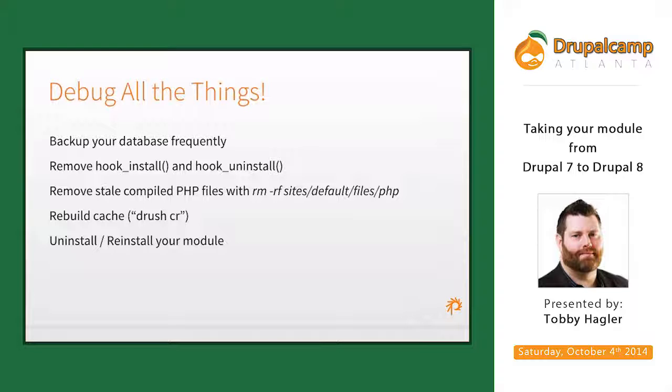Also, remove hook_install and hook_uninstall. Sometimes those are still throwing bugs. There are a lot of bugs surrounding those particular hooks in Drupal 8 still. Just removing those sometimes will get your module working again, because Drupal was trying to rebuild cache and came across those, and it gets into a weird, nasty loop.